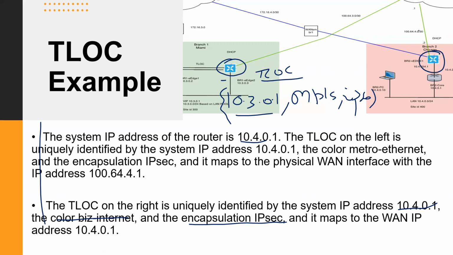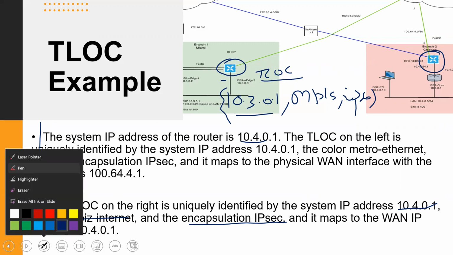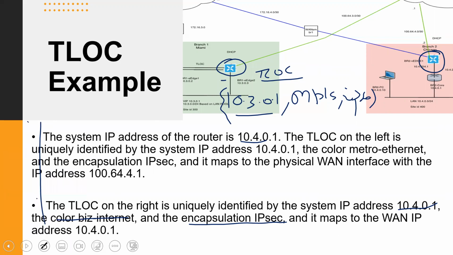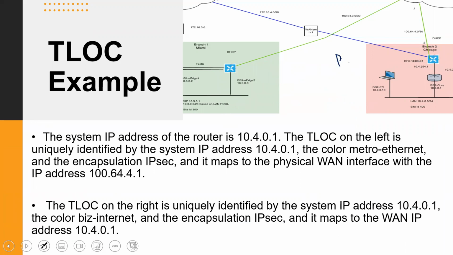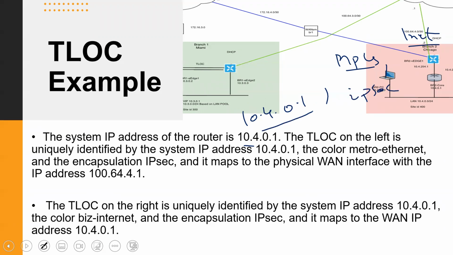If it has two interfaces, then it has two different colors, right? Two interfaces, two different TLOCs. What will that be? It's very easy. Suppose this is MPLS and this is internet. So it will be 10.4.0.1 MPLS and then IPsec, and then 10.4.0.1 internet plus IPsec, right? Any doubts so far?